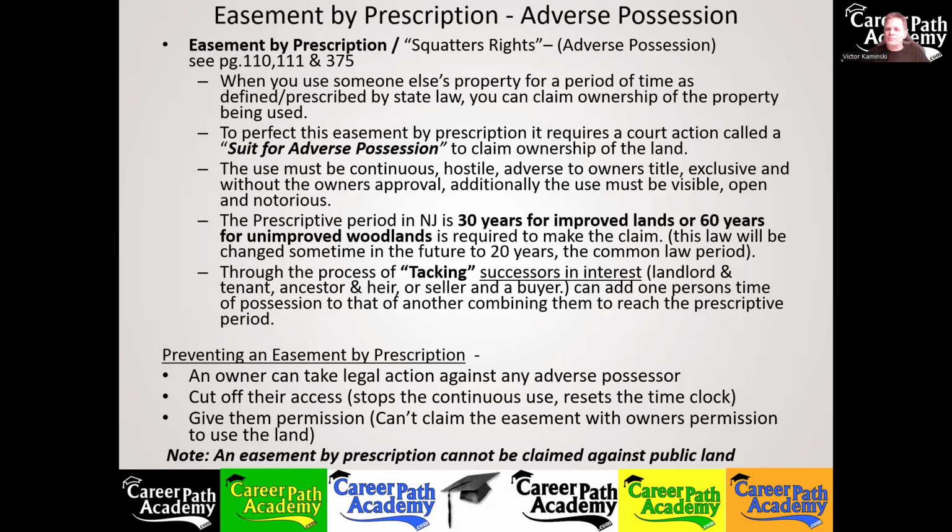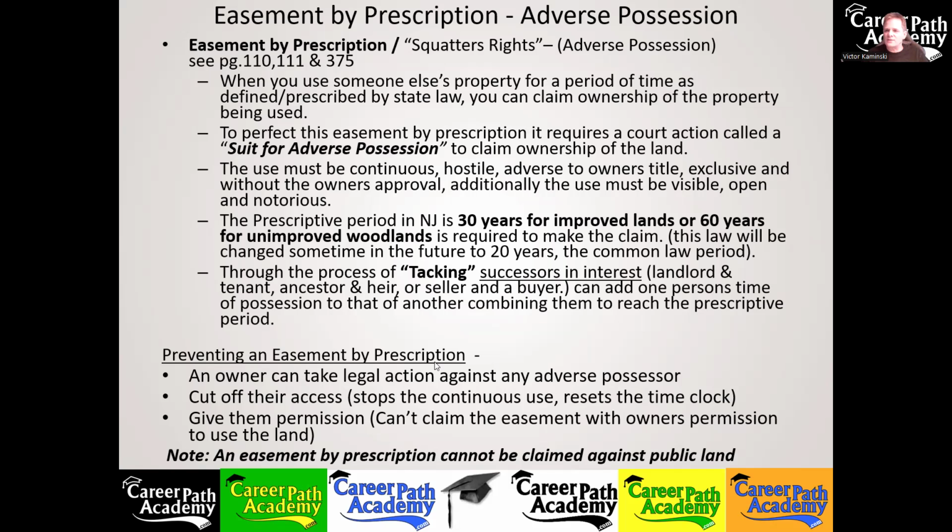Now, the way to prevent somebody from claiming adverse possession, which some people refer to as squatters' rights, even though squatters don't have rights, but I guess if they're there long enough, and the owner sees it and is angry about it, they never gave permission, but they did not do anything to get them off their property, that person can claim ownership in a court of law. So an owner can take legal action against any adverse possessor to remove them.